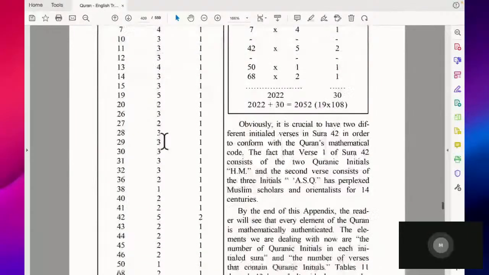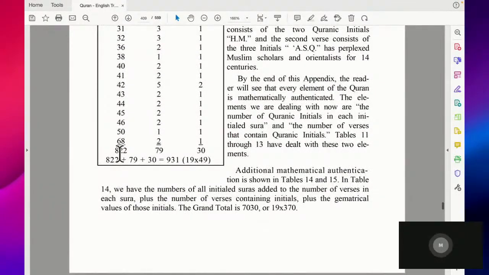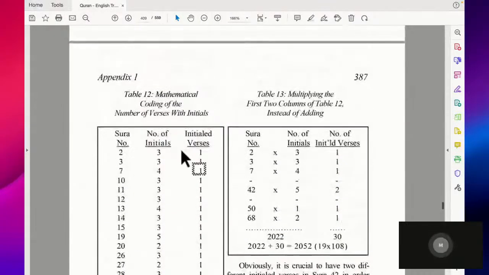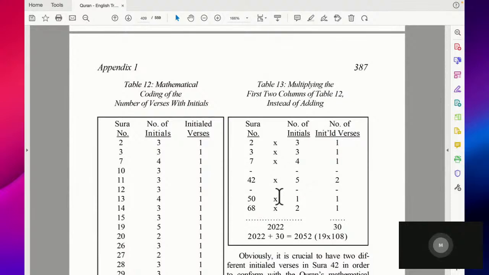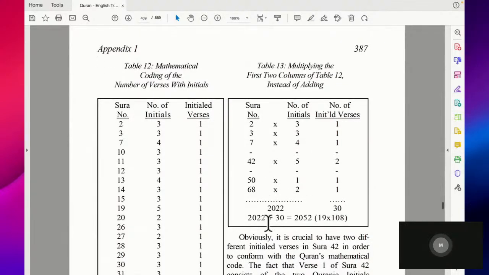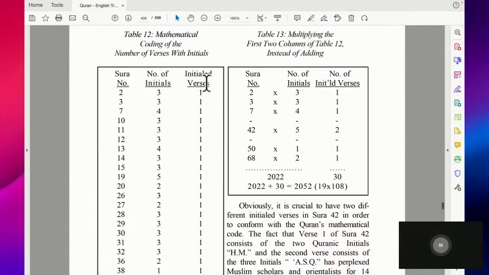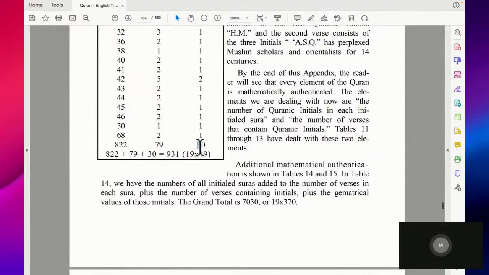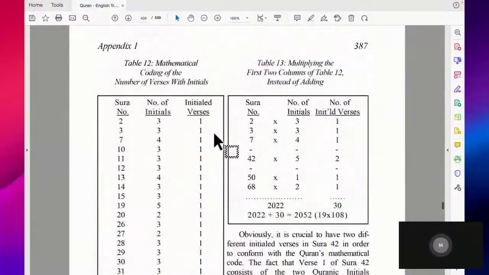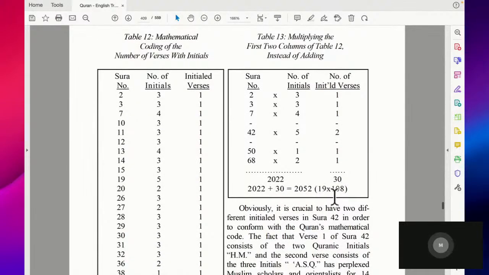So here we added each column separately and then added all three together. Here we multiplied the first column value with the second column value and then came up with a summative total. Obviously, the third column is still the same because we didn't do anything to it, and that's 30. So we have 2022 plus 30, and it's 2052, and it is a multiple of 19. 19 times 108.